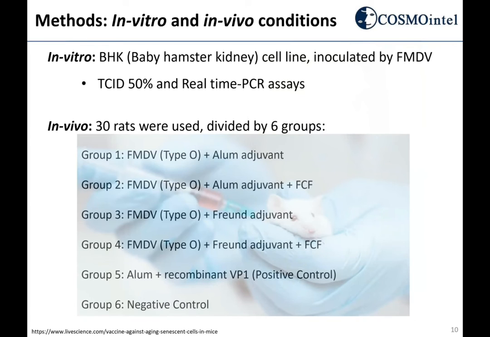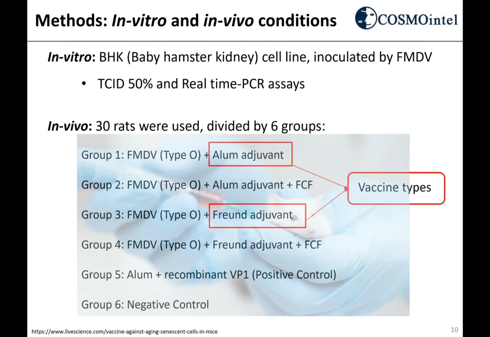For in vivo condition, 30 rats were divided into 6 groups. Vaccine was injected into each rat in several time slots. Both positive and negative controls were considered. Two types of alum and front adjuvant vaccine were used, as well as 2 groups of vaccines, which were given simultaneously with Faradarmani treatment.